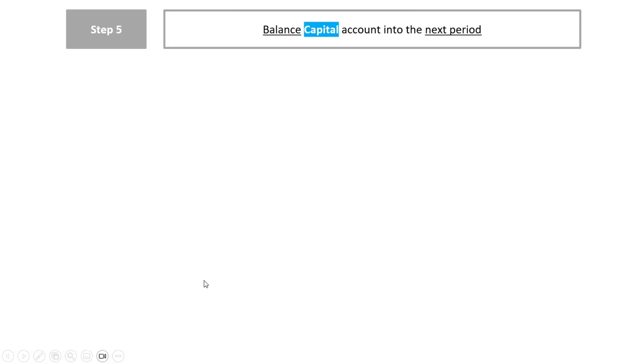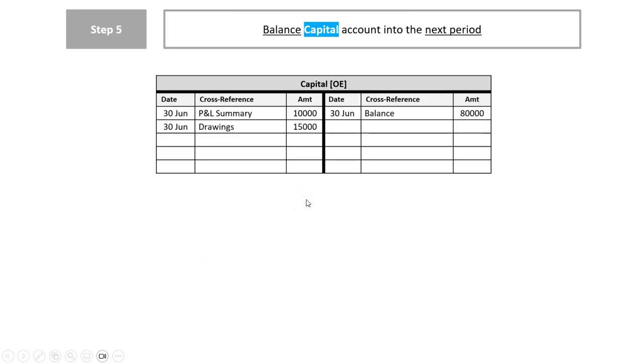That just leaves step 5, balancing the capital account into next period. So we said assets, liabilities, and owner's equity accounts are balanced, not closed. So here's our capital ledger at the moment. The balance is 80. The net loss decreased it by 10. The drawings decreased it by 15. Well, I've got to balance it now, so I add up the bigger side, which is credit. Write the same number on the same line on the debit side. 80,000 minus 10 minus 15 is 55,000.